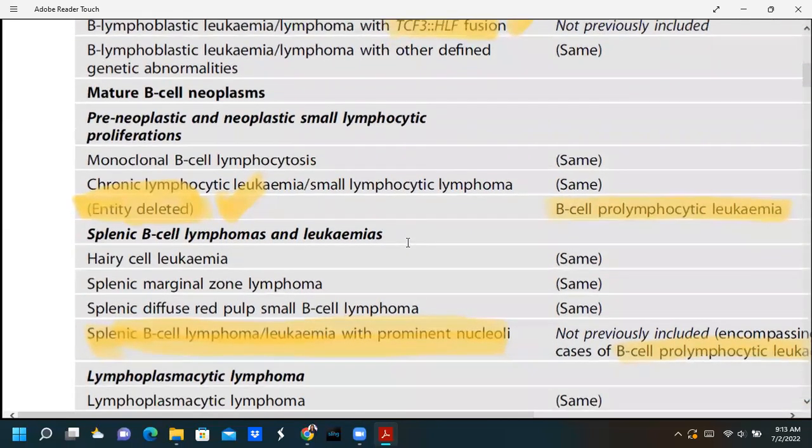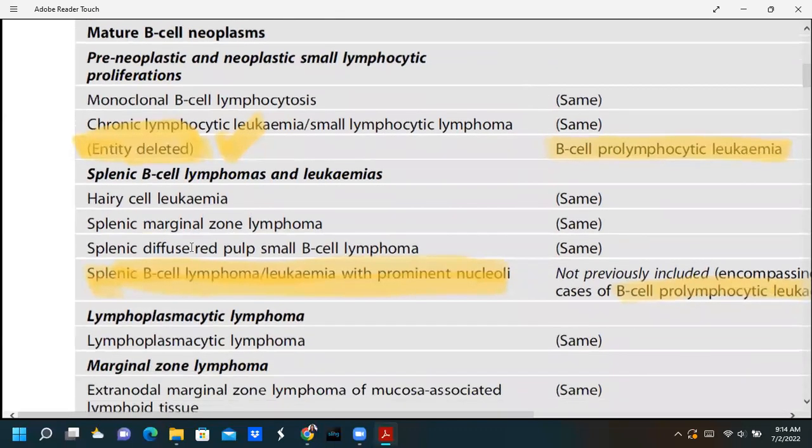Coming to mature B-cell neoplasms, the monoclonal B-cell lymphocytosis is the same. CLL, SLL is the same. Important and very important thing, historically, prolymphocytic leukemia has been a pain, not even for the younger generation, but even for the more experienced generation. The criteria were more than 55% prolymphocytes, and people used to have a lot of caution before calling anything prolymphocytic leukemia. Now, this entity they have completely deleted, and this entity is going to come into splenic B-cell lymphoma/leukemia with prominent nucleoli.